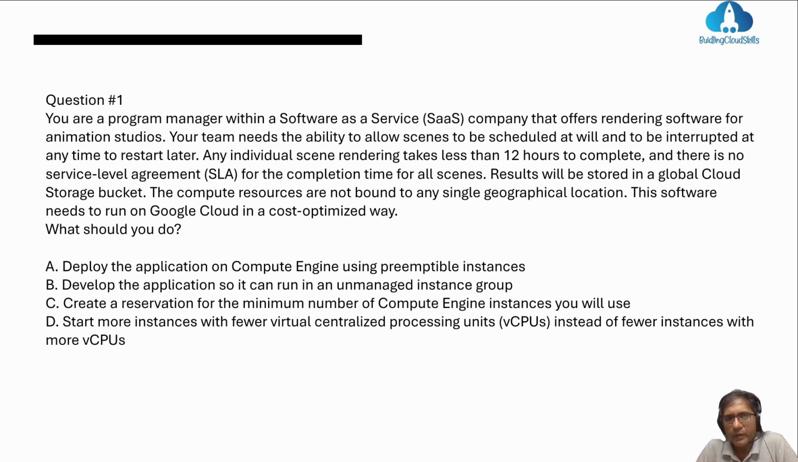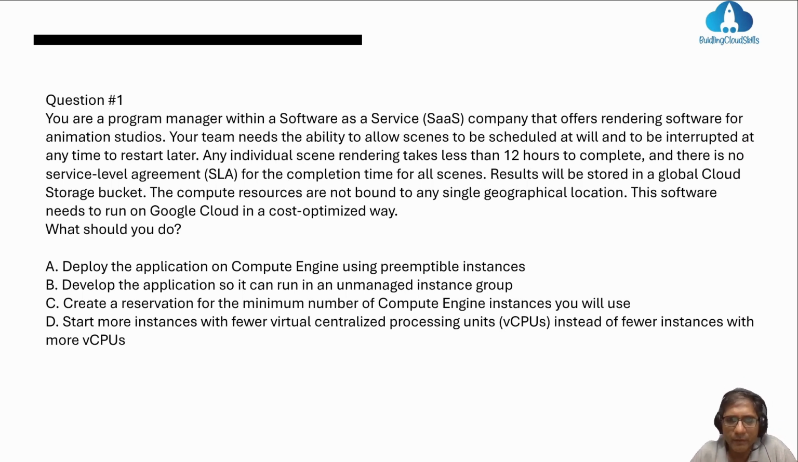Question number 1. You are a program manager within a software as a service company that offers rendering software for animation studios. Your team needs the ability to allow scenes to be scheduled at will and interrupted at any time to restart later. Any individual scene rendering takes less than 12 hours to complete, and there is no SLA for completion of all the scenes. Results will be stored in a global Cloud Storage bucket. The compute resources are not bound to any single geographic location. This software needs to run on Google Cloud in a cost optimized way. What should you do?